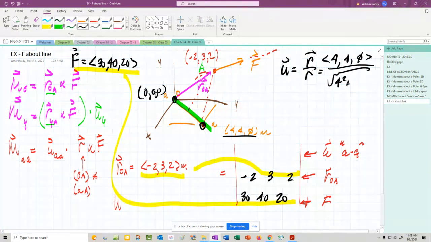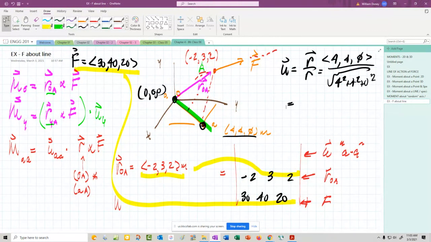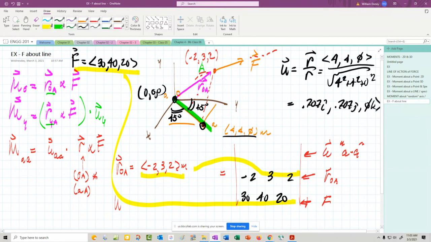The magnitude on the bottom is 4 squared plus 4 squared plus 0 squared. I'll just tell you what that's going to be. And since those are 45 degrees, sine and cosine of that basically give us 0.707i, 0.707j, and 0 in the k. Right? Because cosine of 45, I don't know if you recognize that, is that. So we're really just finding how much it goes there, how much it goes there, and how much vertical.